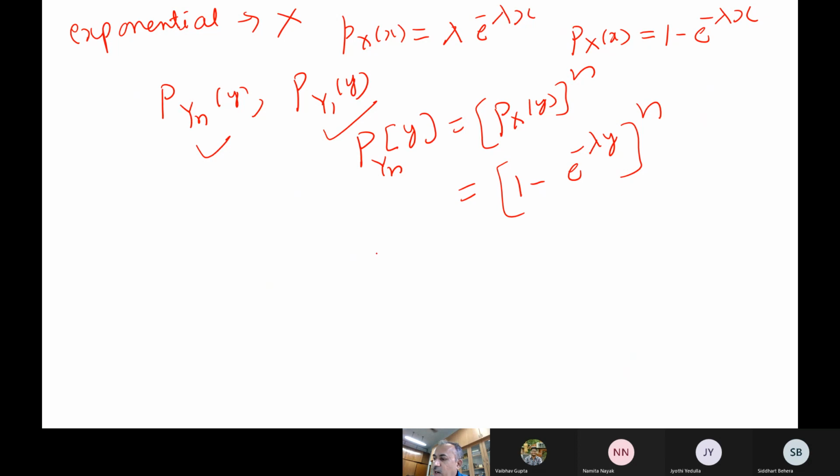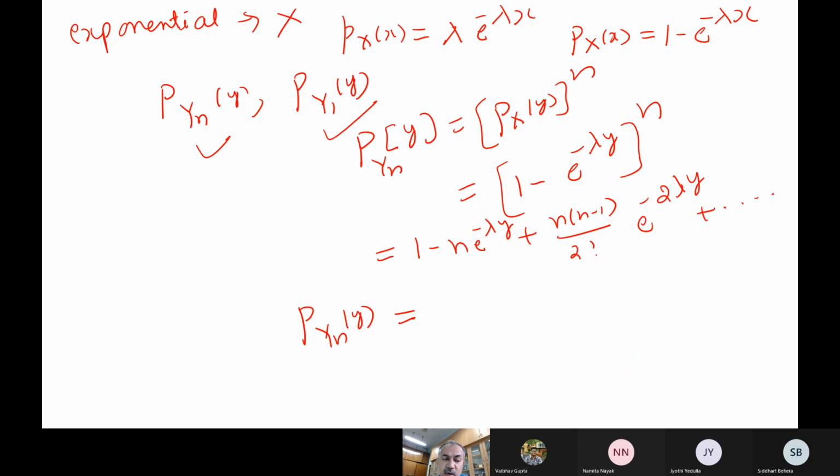You do the binomial expansion: 1 minus n e to the power of minus lambda y plus n(n minus 1) by 2 factorial e to the power of minus 2 lambda times y, and so on. Finally, this is nothing but the expansion of a double exponential. So you can write this as e to the power of minus n e to the power of minus lambda y. So this is a double exponential.